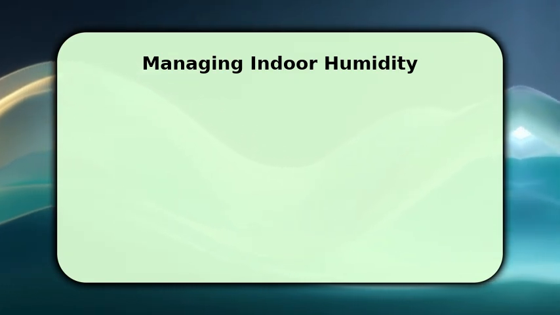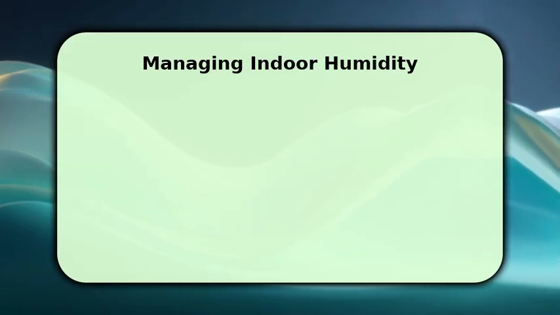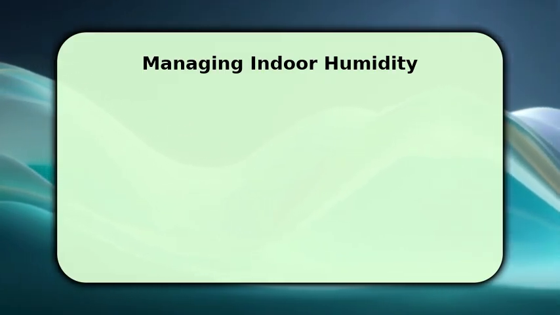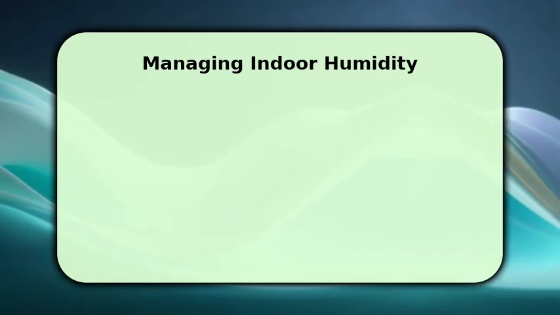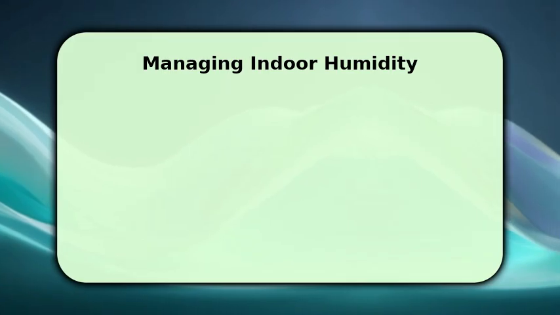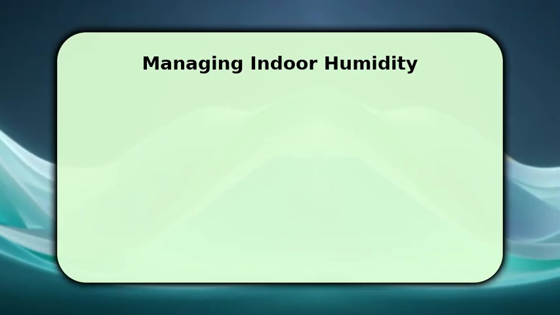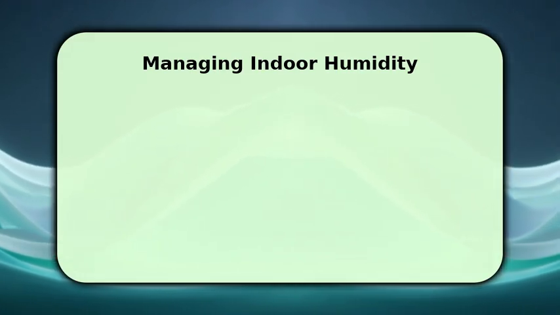You can typically set a target humidity level, often recommended between 30% and 60% for indoor spaces. Use the controls to increase or decrease this setting. Maintaining proper humidity helps prevent issues like dry skin or excessive moisture, contributing to a healthier living environment for everyone.